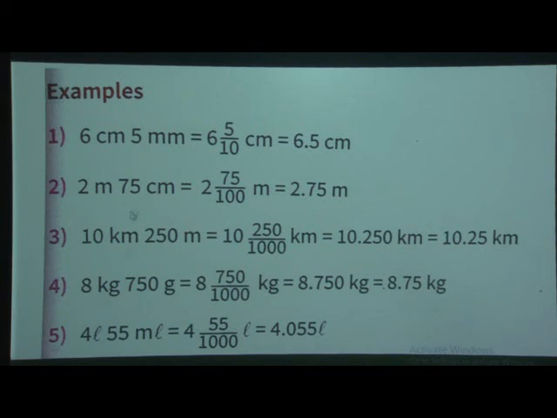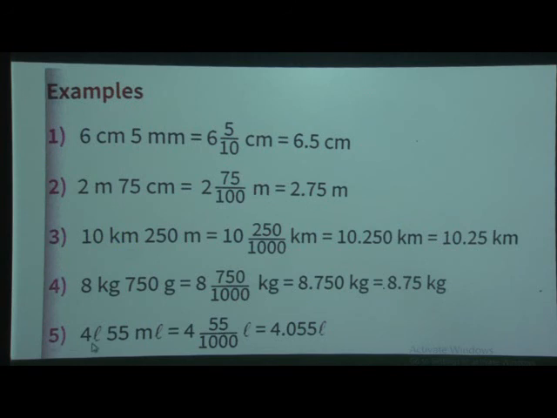Now we will go for one more example, which is of kg. We saw distance, so now we go for a kg: 8 kg 750 grams. So 8 whole 750 upon 1000, because 1 kg is equal to 1000 gram. So we are dividing by 1000. So 8.750, because here we have 1000, so 3 zeros, leave the 3 digits and give the decimal point. So 8.750 kg, or we can say 8.75 kg.